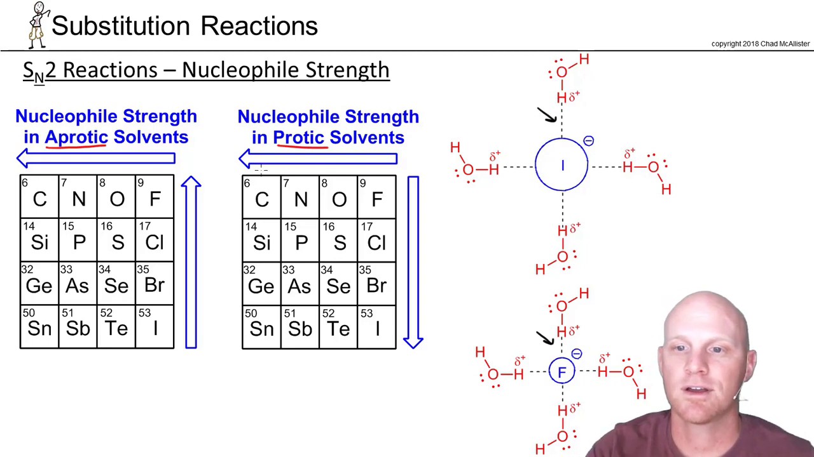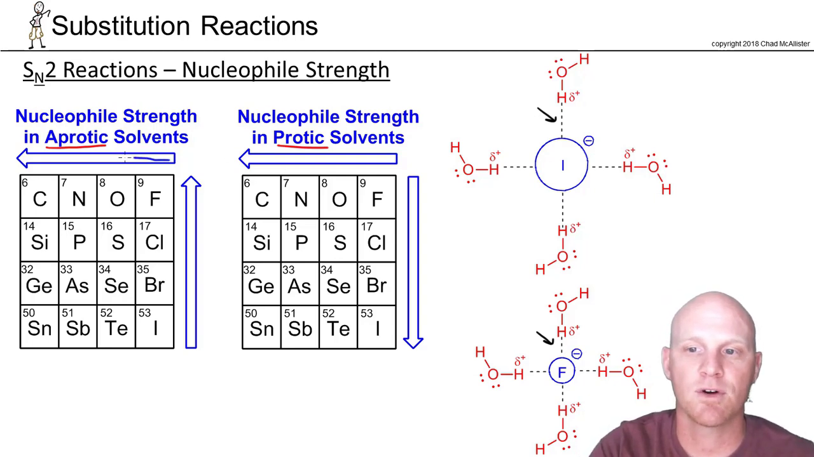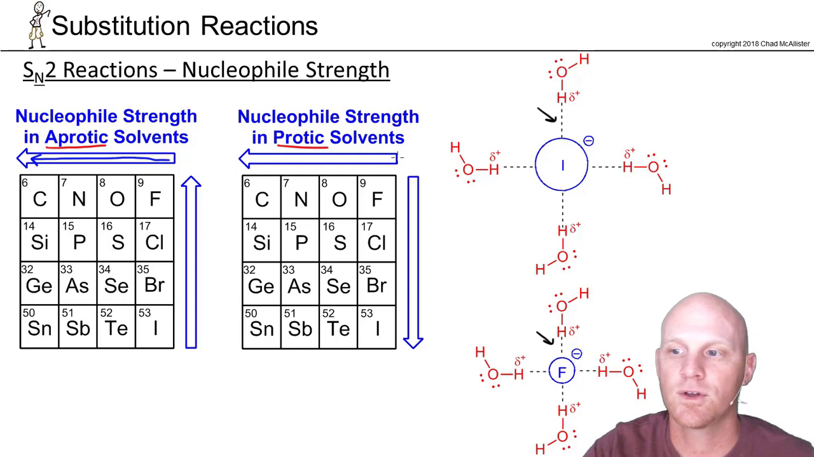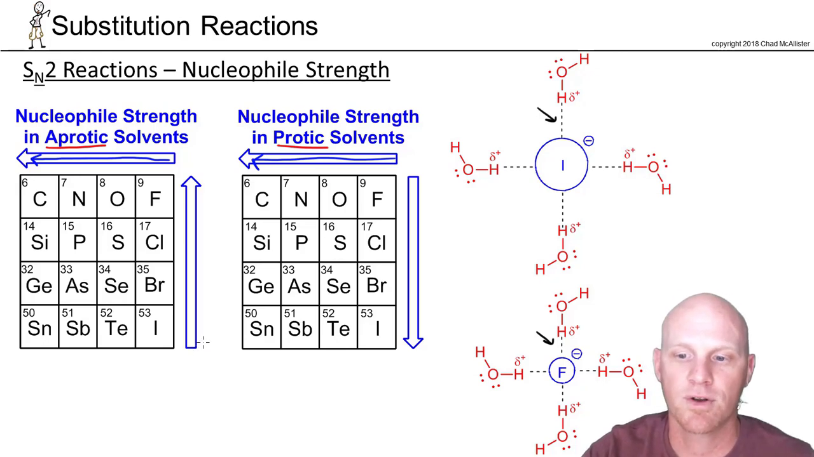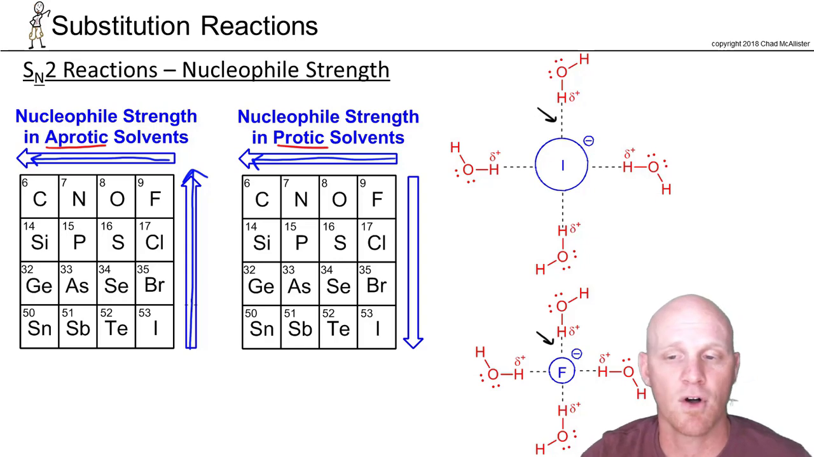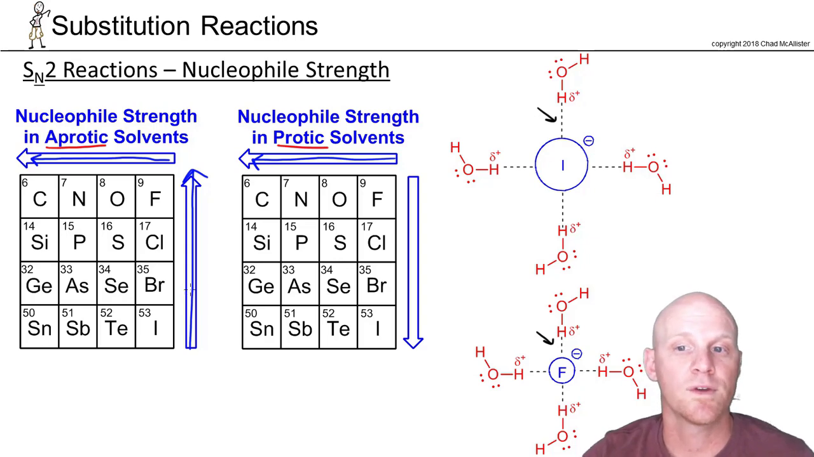So if you look here, the trend on the horizontal is the same in both cases. Nucleophiles get stronger regardless of solvent when they get less electronegative. So a less electronegative atom with a negative charge stabilizes that negative charge less and is more reactive. But the vertical trend is going to change here. In aprotic solvents, that trend is exactly the same trend we see in basicity. So the smaller base is the stronger base, and we see the same thing: the smaller nucleophile is the stronger one when the solvent's aprotic.